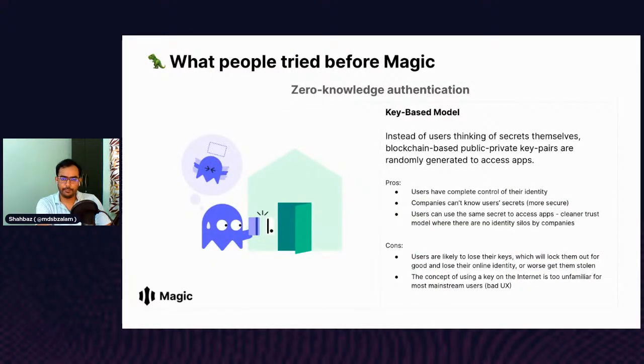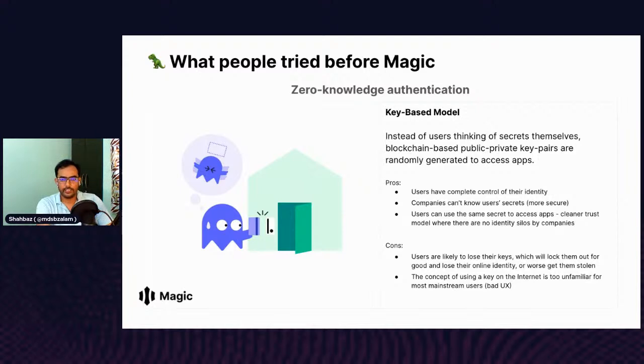So what people tried before Magic is to provide a zero knowledge authentication solution, which is a key based model. Instead of users thinking of secrets themselves, blockchain public private key pairs are randomly generated to access apps. It has its pros and cons. Users have complete control of their identity, giving companies no chance to see the secrets, which is a more secure process. And users can use the same secret to access apps, which is a cleaner trust model, where there are no identity silos or companies involved.